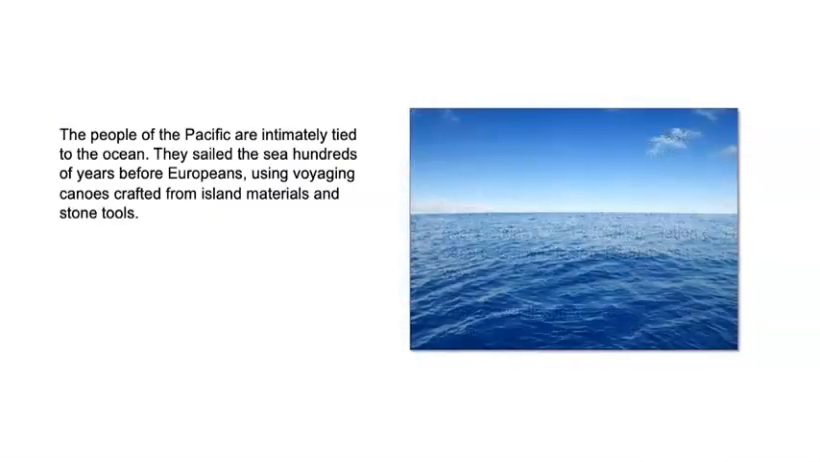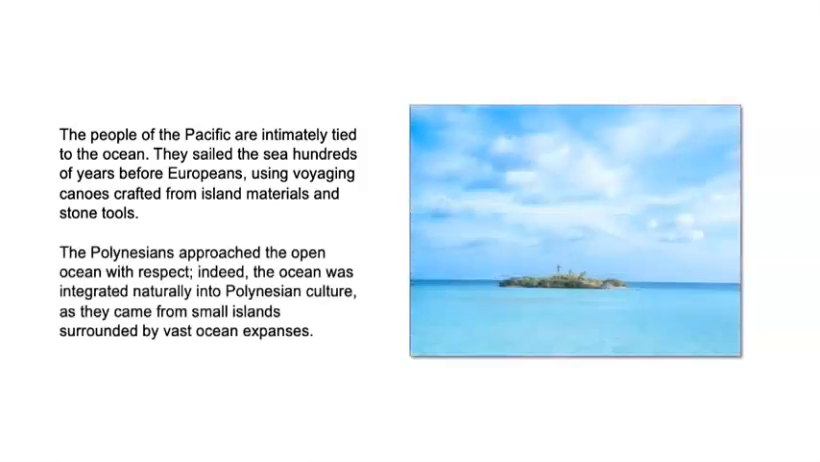The people of the Pacific are intimately tied to the ocean. They sailed the sea hundreds of years before Europeans, using voyaging canoes crafted from island materials and stone tools. The Polynesians approached the open ocean with respect. Indeed, the ocean was integrated naturally into Polynesian culture, as they came from small islands surrounded by vast ocean expanses.